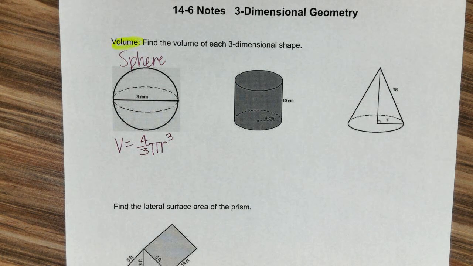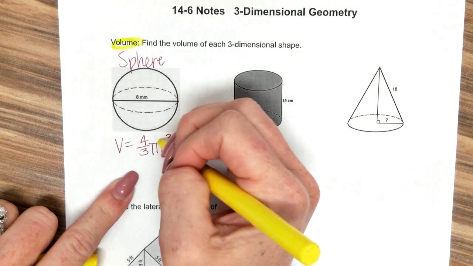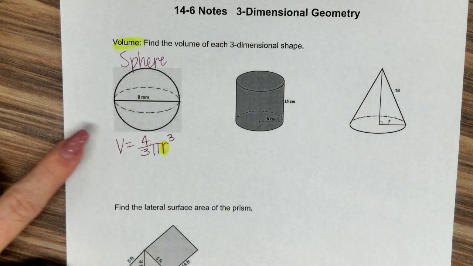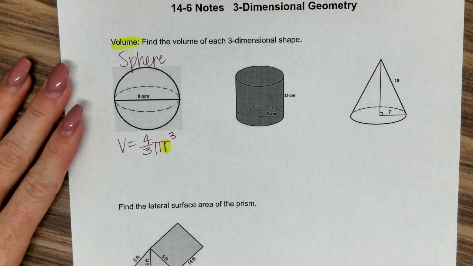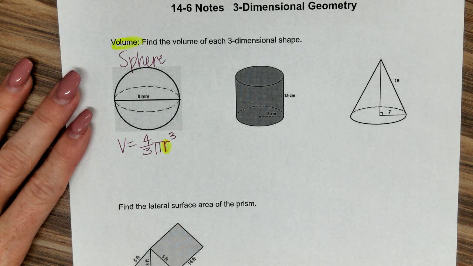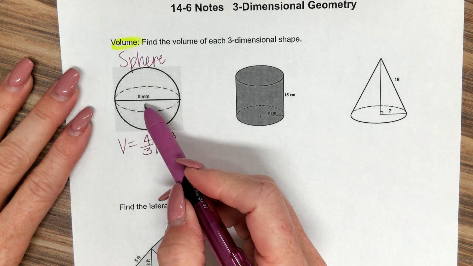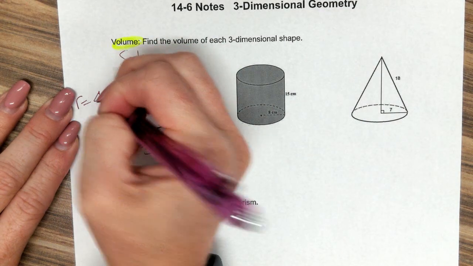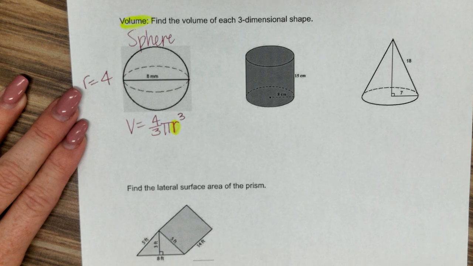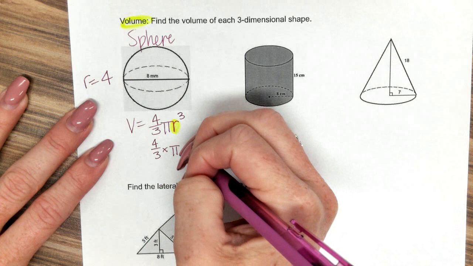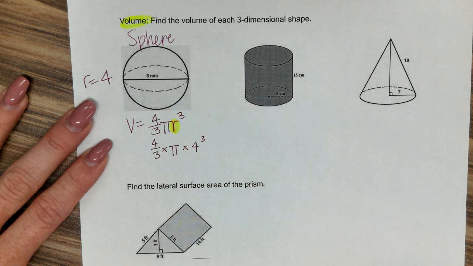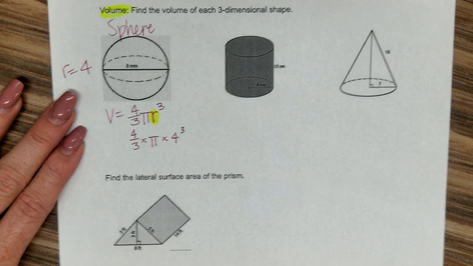So what is the only piece of this formula that I actually need? Everybody look. I need a radius. So I go to the sphere and I say, did it give me a radius? No. So I have to divide that by 2. What is 8 divided by 2? So the radius is 4. So now I plug it in. 4/3 times pi times 4 cubed. And then I just let my calculator do the work.